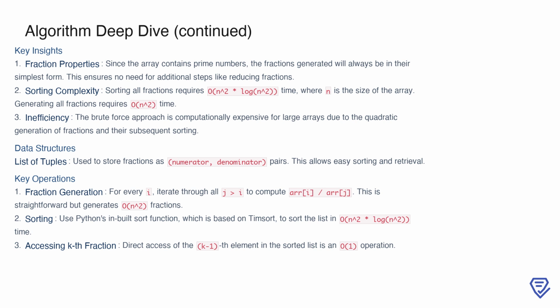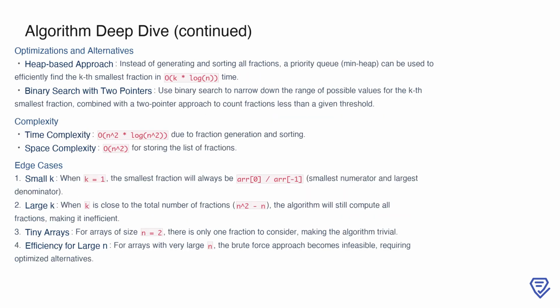The data structure we primarily rely on here is a list of tuples to store fractions as numerator-denominator pairs. This structure facilitates easy sorting and retrieval. The core operations include fraction generation for all valid pairs, sorting the list using Python's timsort algorithm, and accessing the kth fraction in constant time. While functional, this method's inefficiency highlights the need for more optimized solutions. To address the inefficiencies of the brute force approach, we can explore optimized methods.